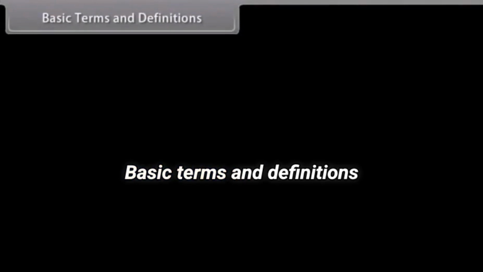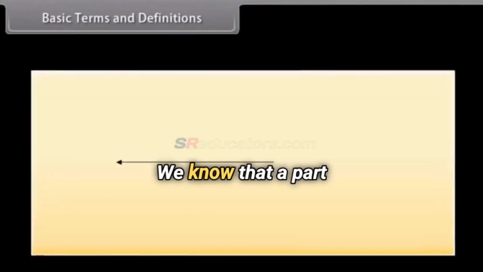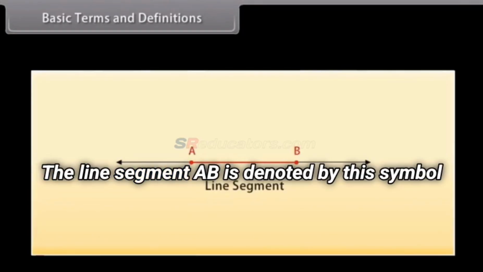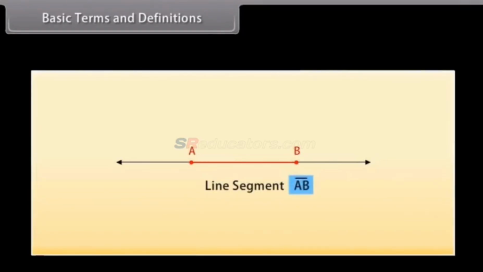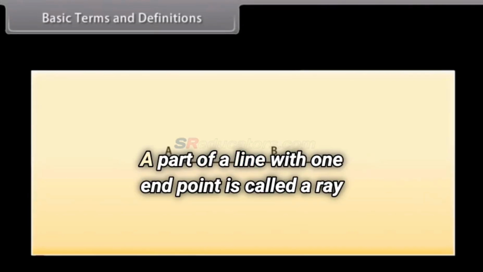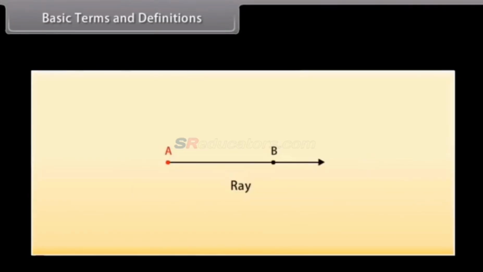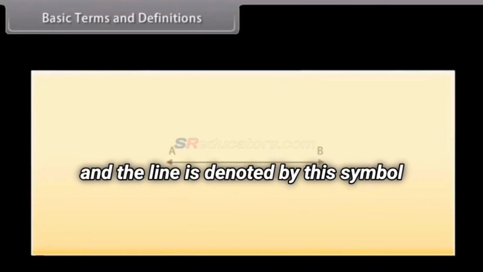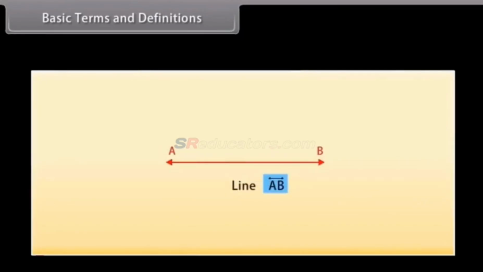Basic terms and definitions. We know that a part or portion of a line with two endpoints is called a line segment. The line segment AB is denoted by this symbol. A part of a line with one endpoint is called a ray. The ray AB is denoted by this symbol. And the line is denoted by this symbol.